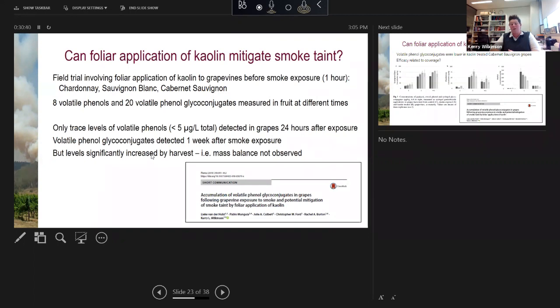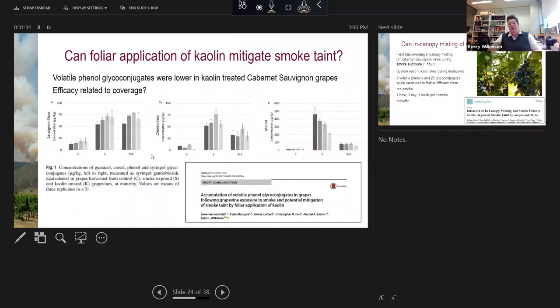What we also did was to monitor the volatile phenol concentrations after smoke exposure and also the volatile phenol glycoconjugates to try and get an understanding of how quickly the volatile phenols were being metabolized and how quickly these glycoconjugates were accumulating. And what we found was 1 day after smoke exposure, we were no longer able to detect these volatile phenols. And even though we were seeing some of the glycoconjugates 1 week after smoke exposure, we saw a significant increase in concentration from 1 week through to harvest, so 1 week through to 4 weeks post smoke exposure. So we weren't able to calculate a mass balance for what was going on with the volatile phenols we were measuring. And I'll come back to that in a moment because we followed up on that in a more recent study.